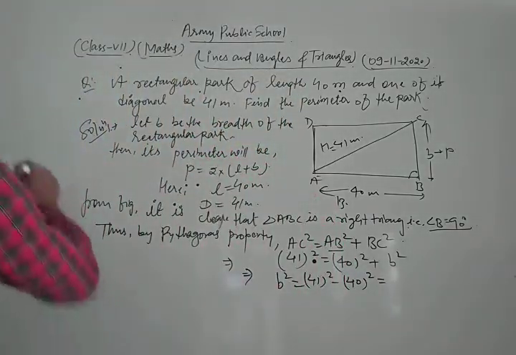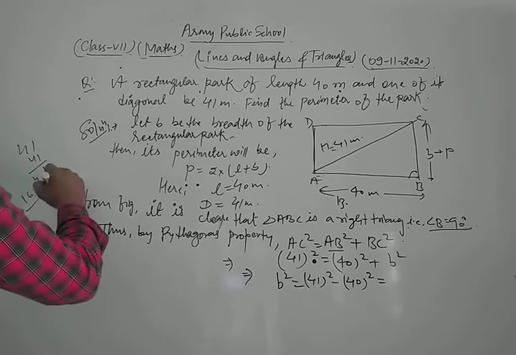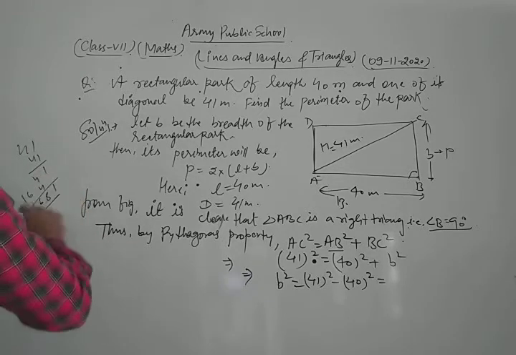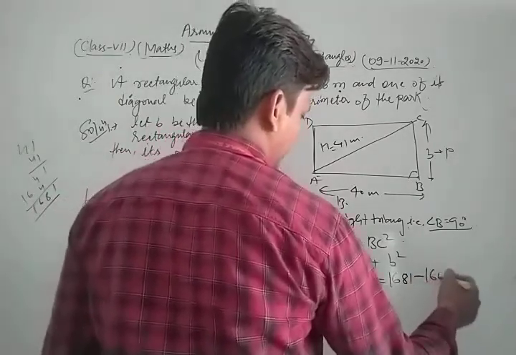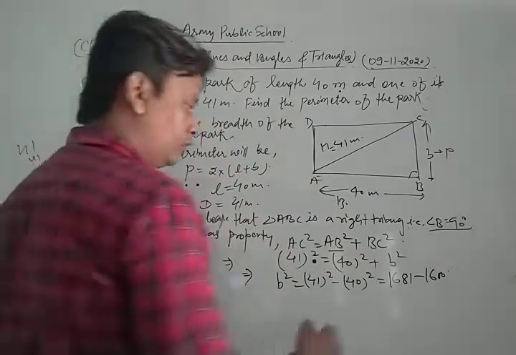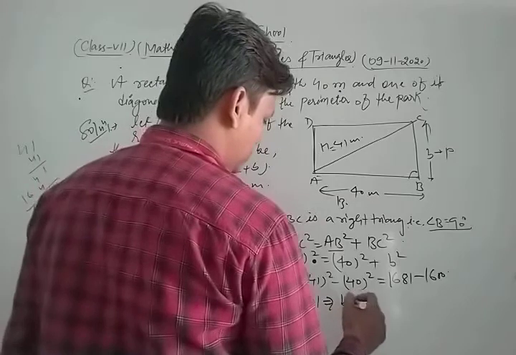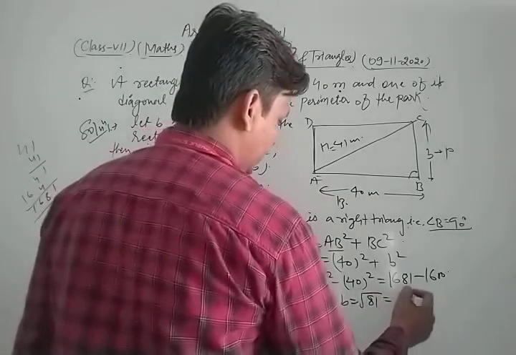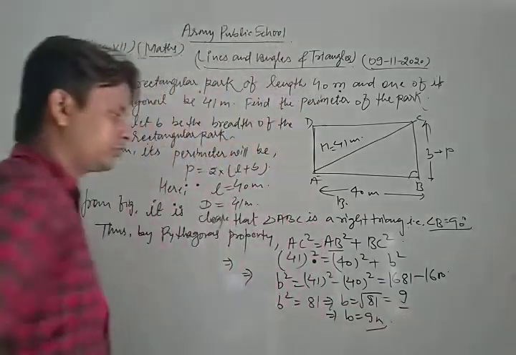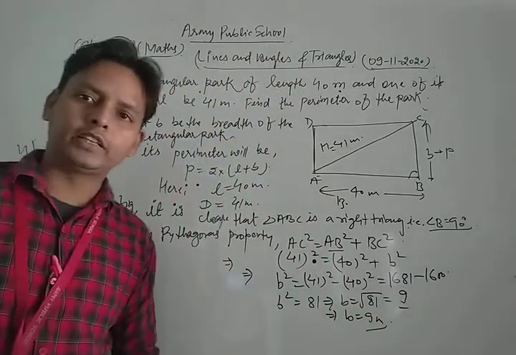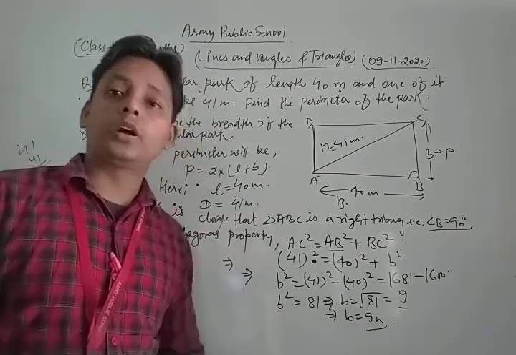Now the square of 41 is what? Let's see, 41 times 41 is 1681, minus this 1600. Thus the value of that is 81. So B square is equal to 81. This implies that B is equal to under root 81. The square root of 81 is 9. Thus the breadth of the rectangular park is 9 meter. In this way, dear friends, we can say that the breadth of the rectangular park is 9 meter.